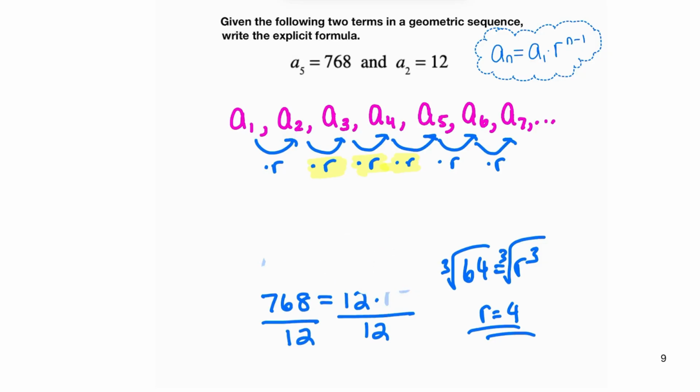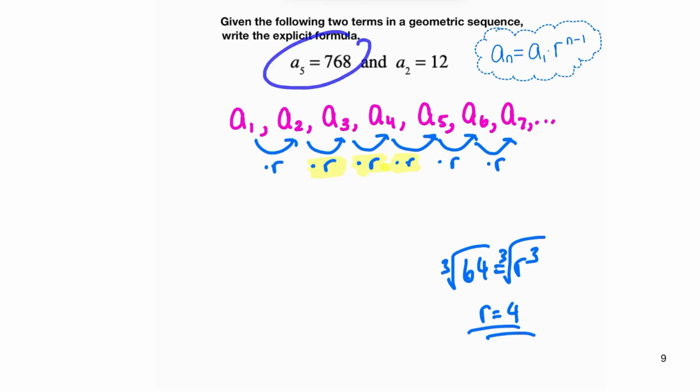Now with this method, I didn't do any work to isolate a sub 1. So from here, now that we have the common ratio, you would pick either of the relationships that they gave you, the fifth term or the second term. I would suggest picking the second one since the numbers are a little bit easier to deal with. And we'll substitute into the formula. So again, we have a sub n equals a sub 1 times r to the n minus 1.